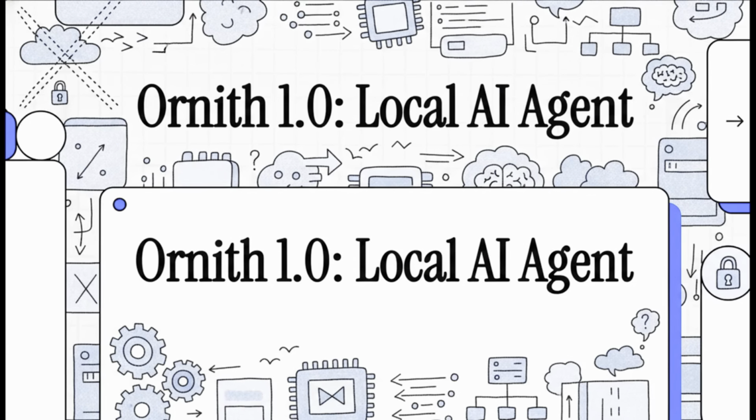Welcome to This Explainer. Look, if you're a developer hunting for a totally private, absolute paradigm shift in local agentic coding, you've landed in the exact right spot. Today, we're tearing down Ornith 1.0. It's this brand new family of open source models built specifically for complex coding tasks.